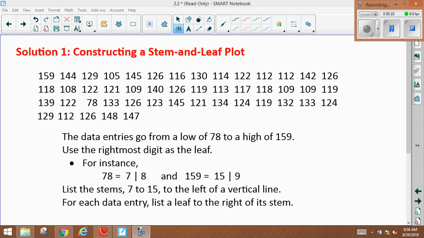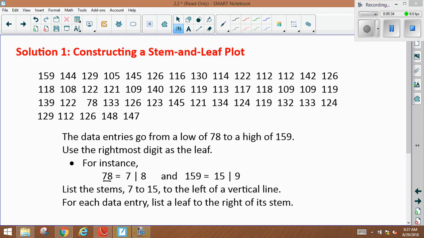All right, so you'll see. 78 is going to be represented by a stem of 7 and a leaf of 8, right? But 159 is going to be represented with a stem of 15 and a leaf of 9. And let's see what that looks like.